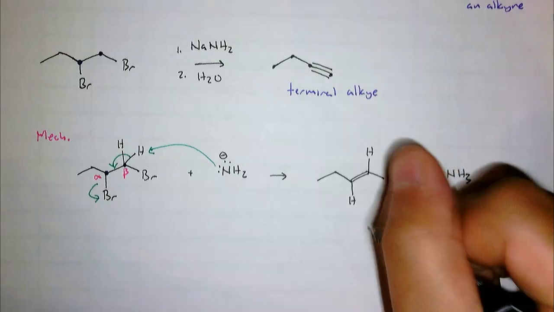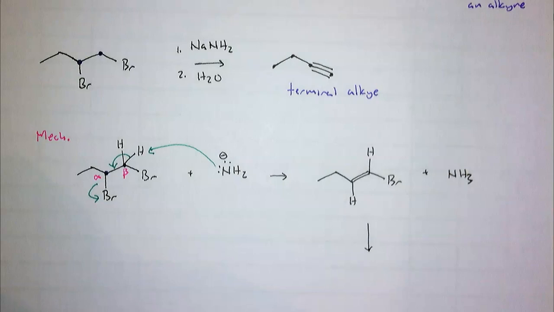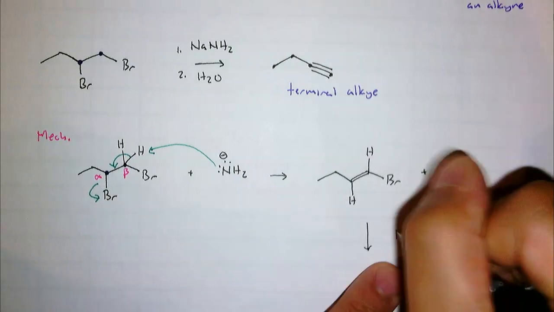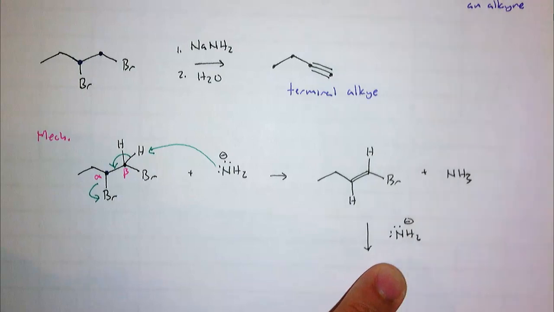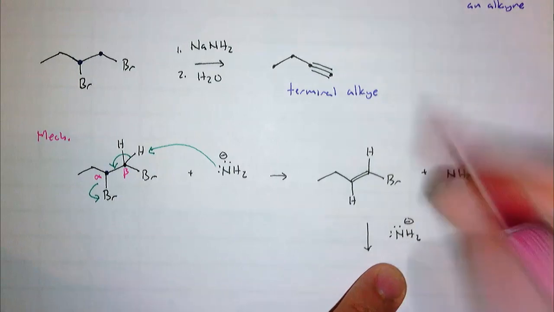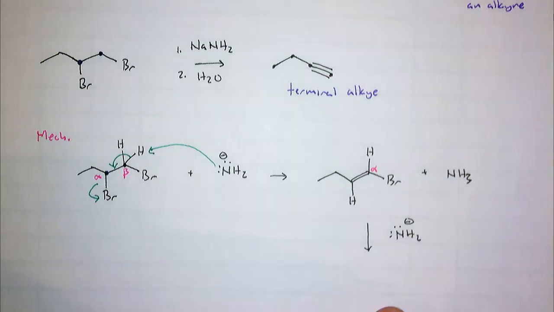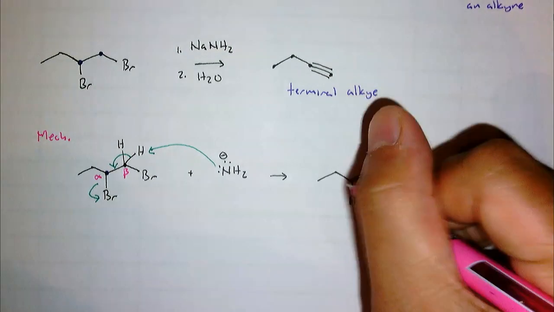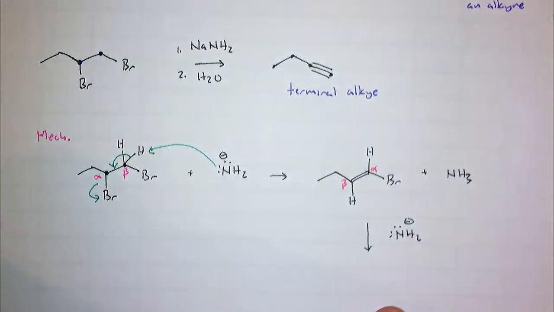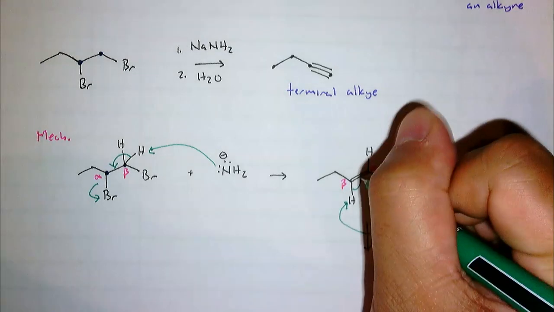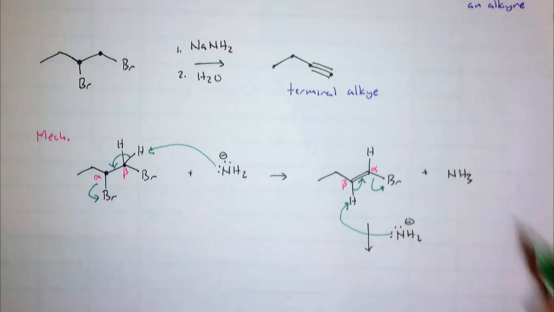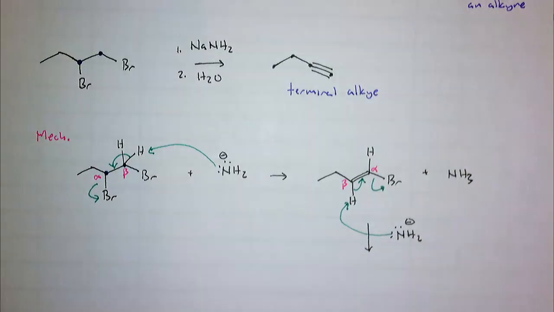Alright, so let's do our second elimination. Remember, this is called double elimination. NH2 minus, what do we have to remove? We want to remove this bromine, so this is your alpha carbon. So where's the beta? The beta is right here. Remember, beta hydrogen elimination. Bang, bang, bang. Another E2. So we're doing a double E2, if you want to know about the mechanism.